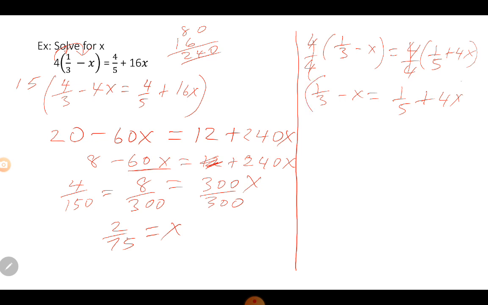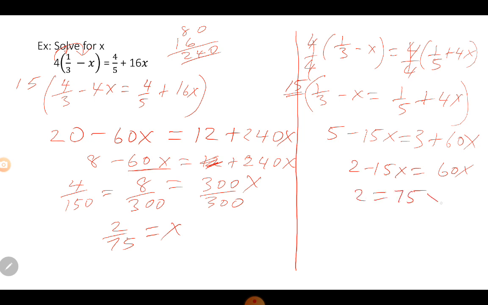Now multiply by the LCD of 15 again. So 3 into 15 goes 5 times. Then we'll have 15x. 5 goes into 15 3 times. And then 4 times 15 is 60x. Now subtract 3 from both sides, we're going to get 2 minus 15x is equal to 60x. And then add 15x to both sides, so 2 is equal to 75x. Divide both sides by 75. So x is equal to 2 over 75.